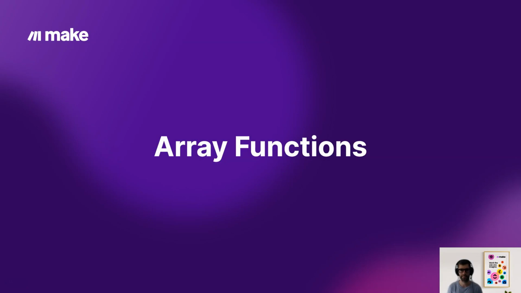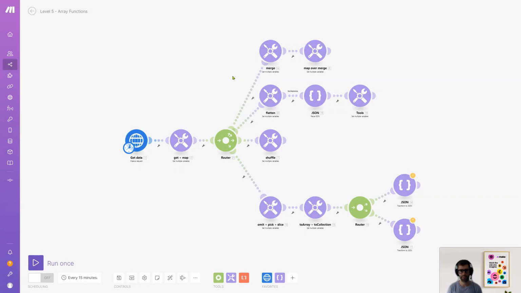Hi guys, in this video we will be talking about array functions which we have not covered in the previous levels yet. So without further ado, let's go straight to Make. Before we dive into the actual scenario, let me quickly run through the function names which we will be discussing. So we will be looking at get and map, you know that, but then we will be looking at the merge function, flatten function, shuffle function, omit, pick and slice functions.